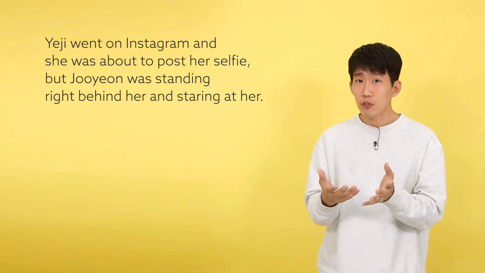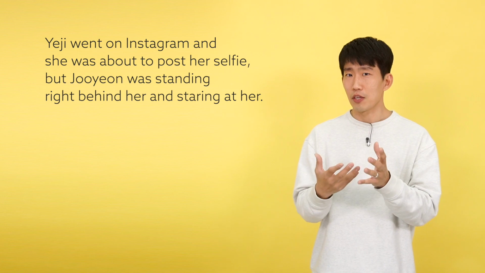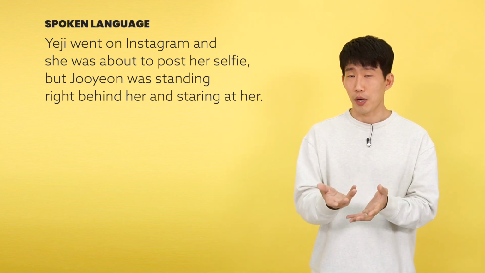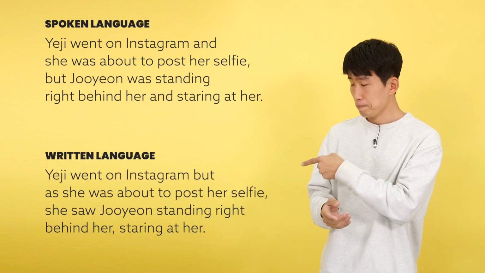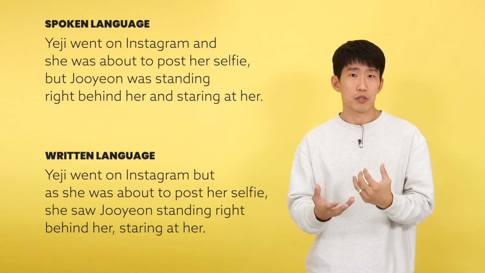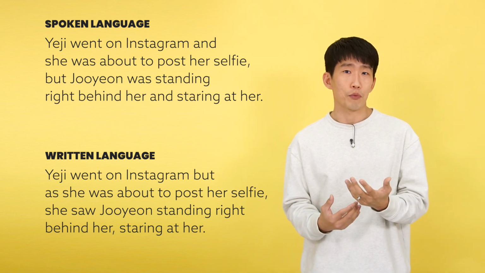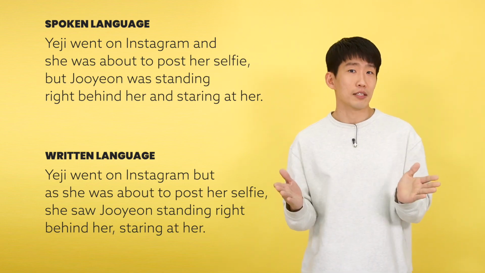So here. Yeji went on Instagram and she was about to post her selfie, but Juyeon was standing right behind her and staring at her. I think that's something you would say in spoken English, right? But if it were a sentence in a novel, maybe you would change it like this. Yeji went on Instagram, but as she was about to post her selfie, she saw Juyeon standing right behind her, staring at her. A bit different, but not drastically different.